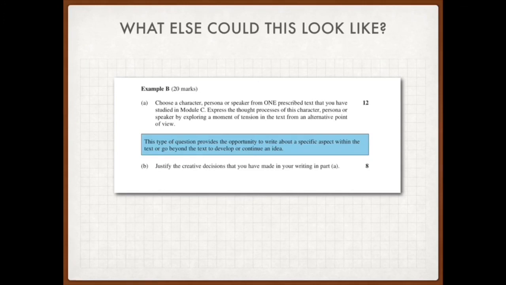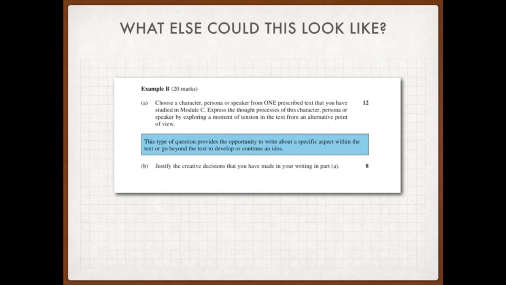Now, what else could this look like? That last question had 20 marks just dedicated to writing a creative response. Now, as I said before, the exam can ask you to respond to 2 parts of one question, and that's what we have here with example B. So it's still worth 20 total marks, but it's broken down in a different way.